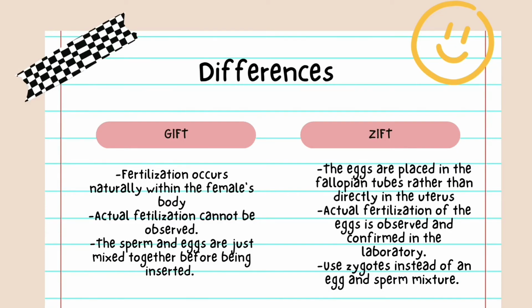In GIF, fertilization occurs naturally within the female's body rather than in a petri dish, while in ZIF, the eggs are placed in the fallopian tubes rather than directly in the uterus. In GIF, the actual fertilization cannot be observed because the eggs and sperm are united inside the woman's fallopian tube, while actual fertilization of the eggs in ZIF can be observed and confirmed in the laboratory. ZIF has an advantage over GIF because ZIF uses zygotes instead of an egg and sperm mixture, while in GIF, the sperm and eggs are just mixed together before being inserted.